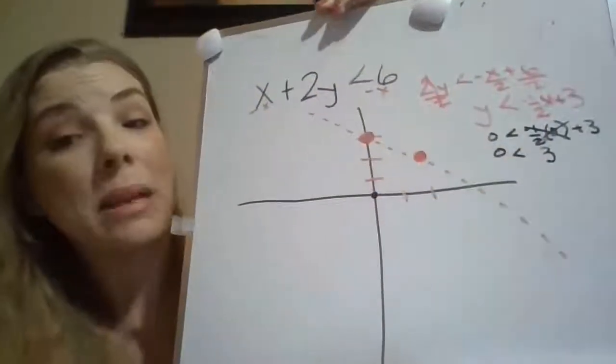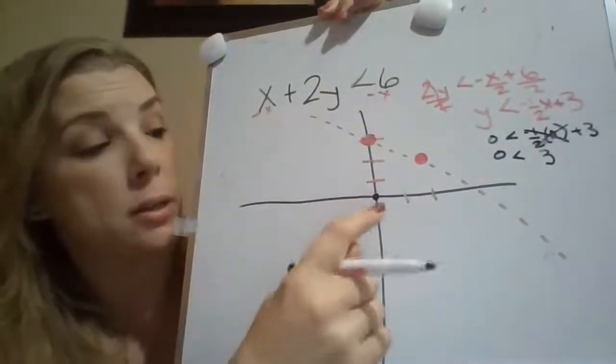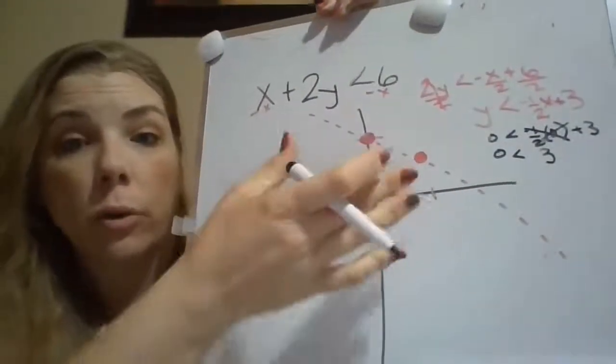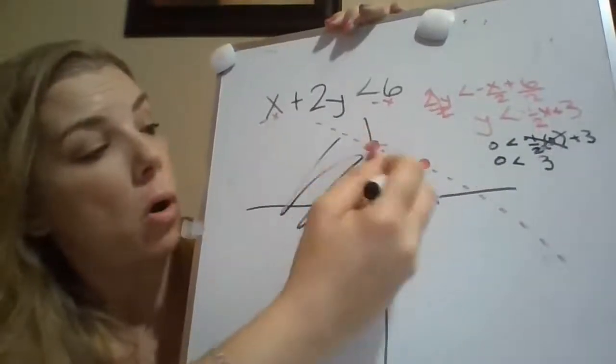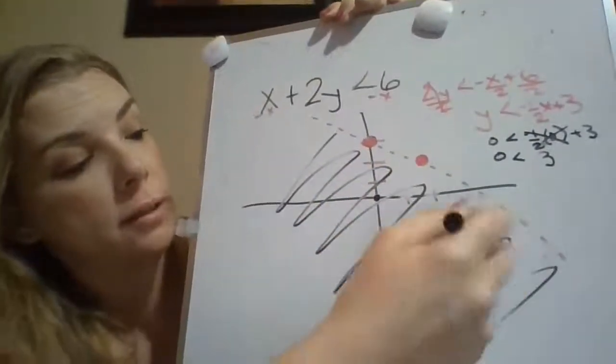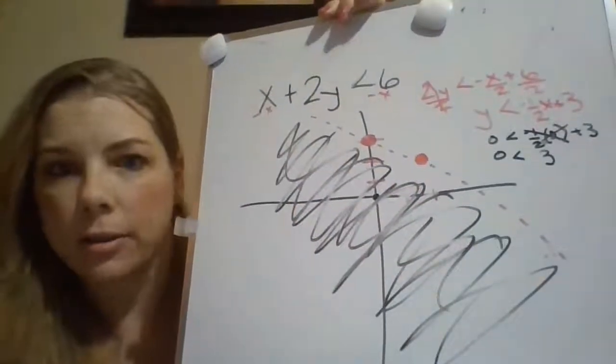So since this statement is true, we want to shade where the true information is. And remember, that was right here. So we want to shade this whole section of the graph. So all of this gets shaded. Okay, and that's your answer.